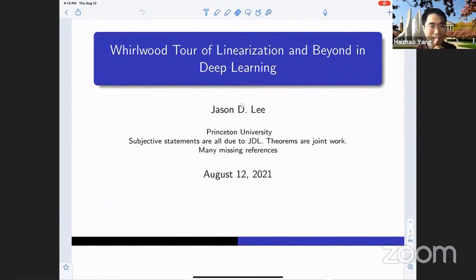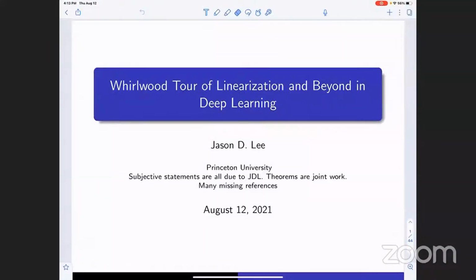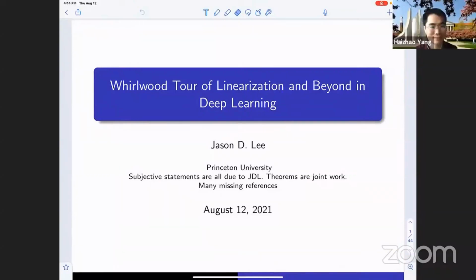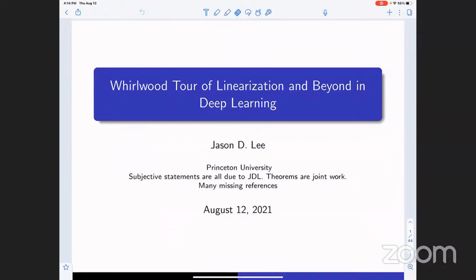Let's welcome him. Today, I wanted to give an overview of the work done in deep learning using this linearization tool and how you can go beyond linearization, because of what it can prove, what it cannot prove, and how to go further. There are some subjective statements, and those are my opinion, but all of the mathematical statements are joint work.